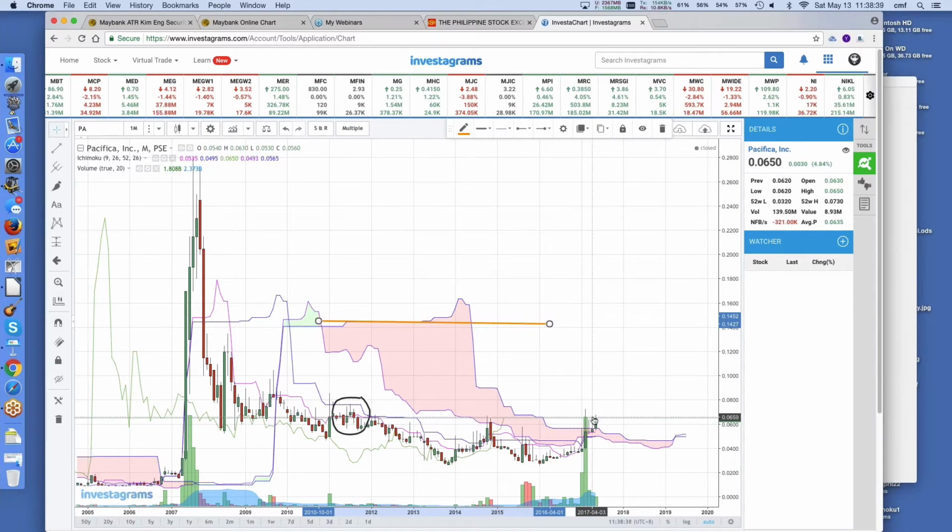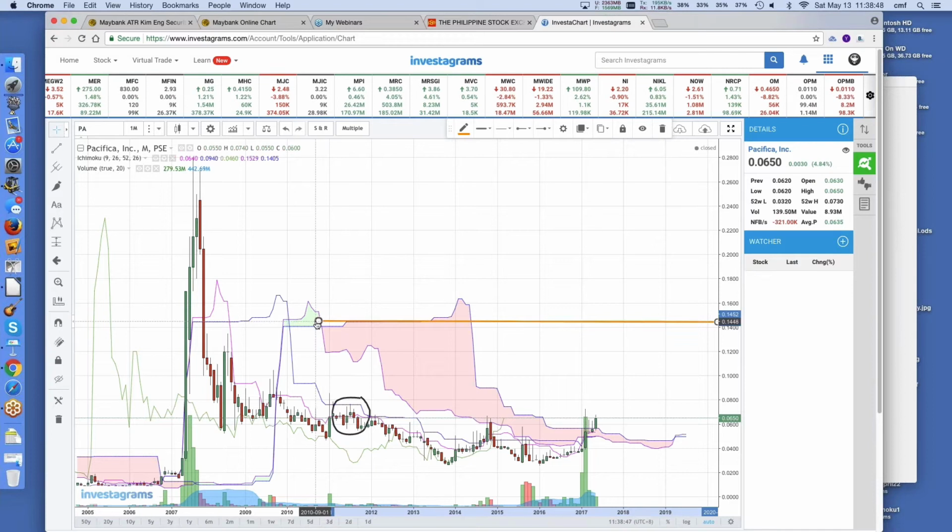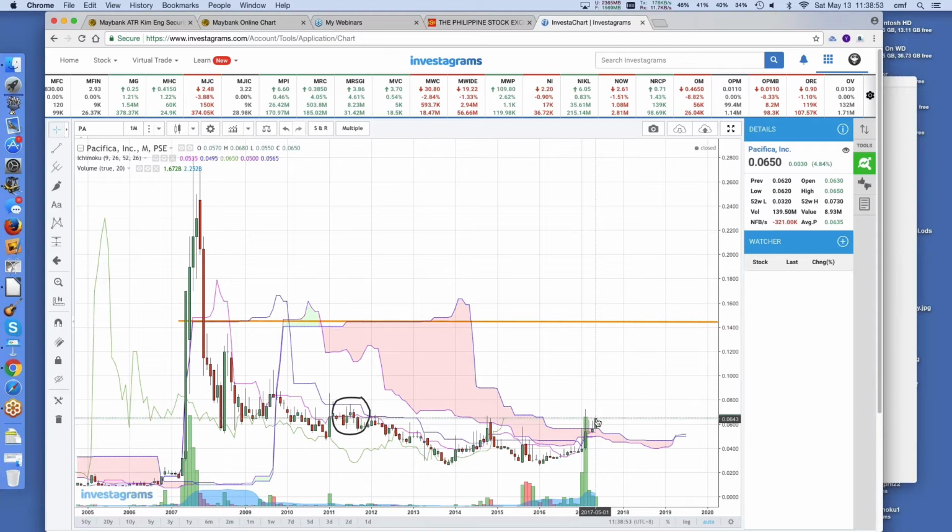Now it broke out. It is now above the Kijun-sen. Now we'll extend this price level here. This resistance still holds. It is still your target price for the remaining of the run. What do we have here? We have 14 cents. Magic, right? I'll show you another kind of magic.